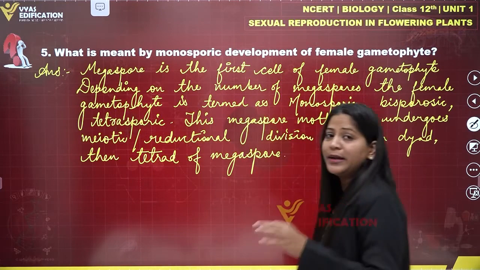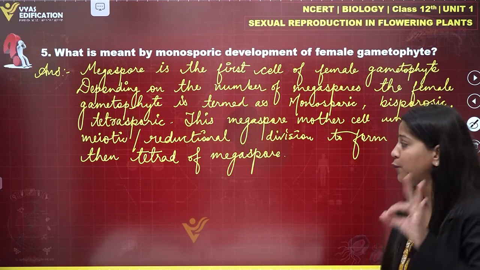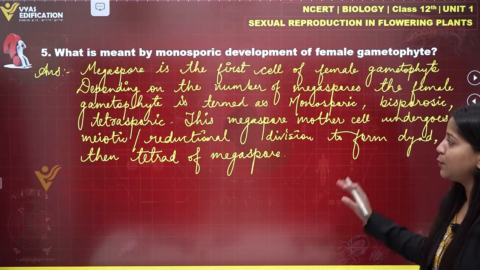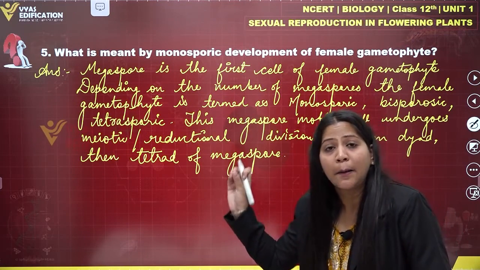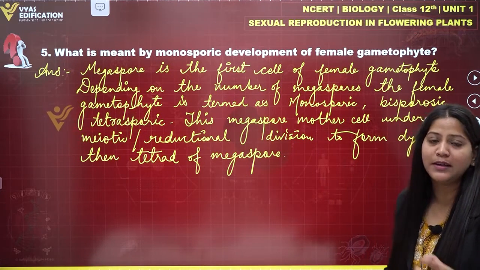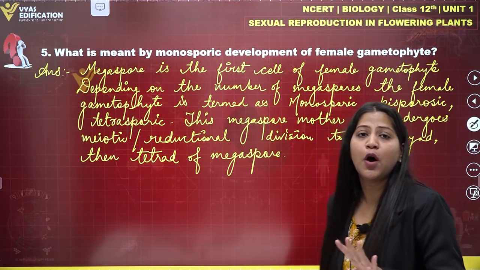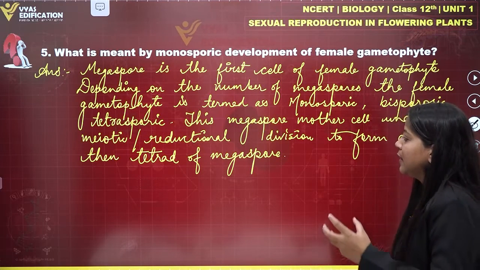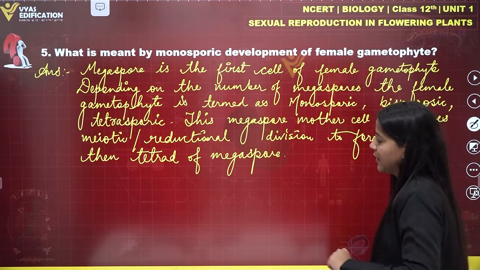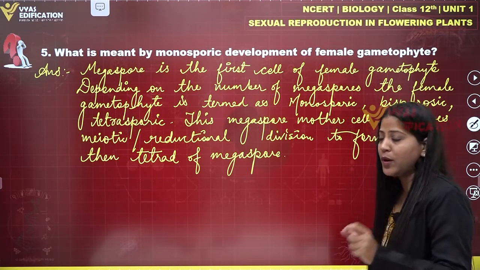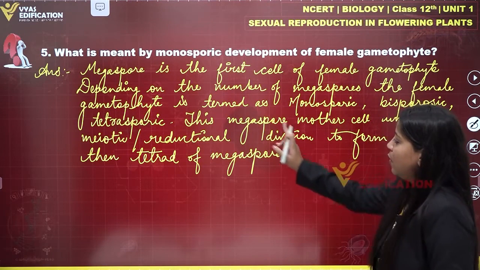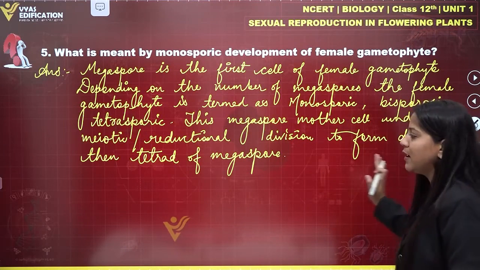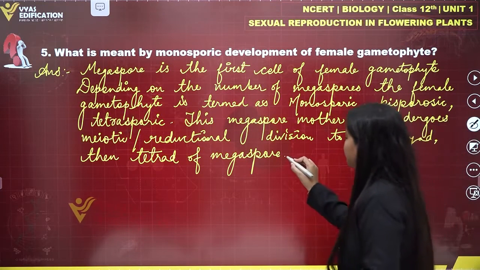What kind of division will take place to form a dyad and tetrad of megaspore? As we know, in the process of megasporogenesis, the megaspore mother cell undergoes meiotic division or reductional division to form a megaspore tetrad. That means a set of 4 cells, and all these 4 cells are known as megaspores. So now this undergoes meiotic division or reductional division to form a dyad and then a tetrad of megaspores.